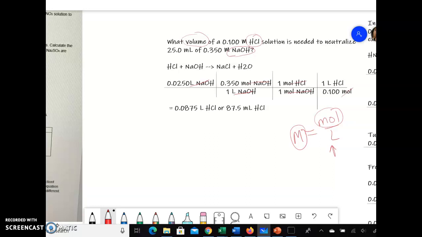But either way you want to do it is fine. And then you get your final answer. Just watch your sig figs. Looks like we have 3 significant figures in the question, so that's why I left it as 87.5.